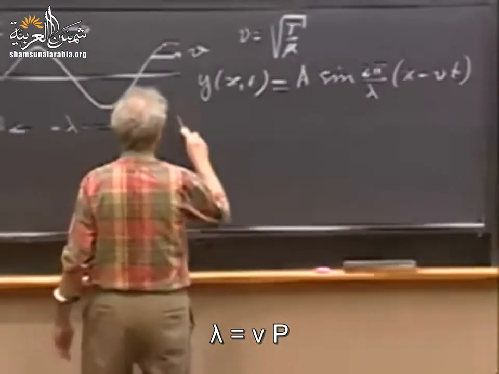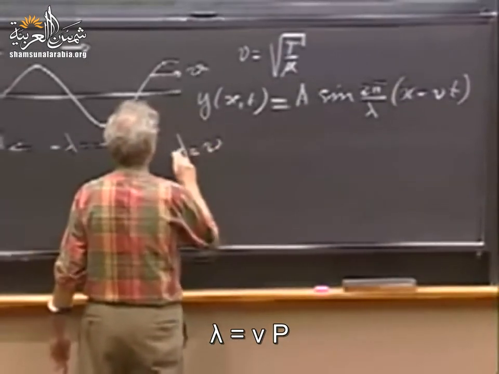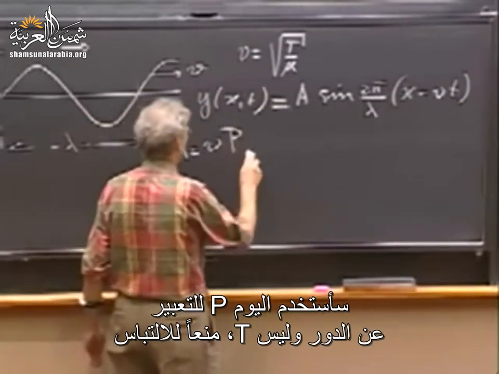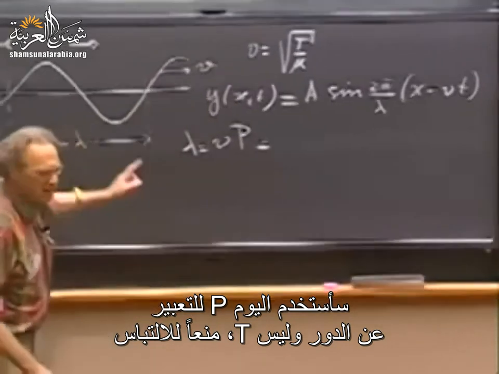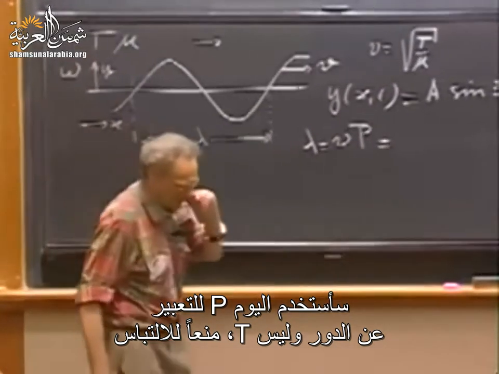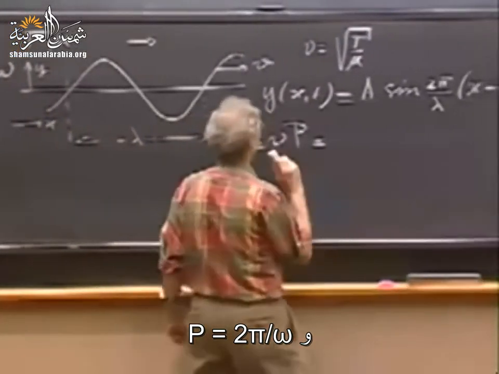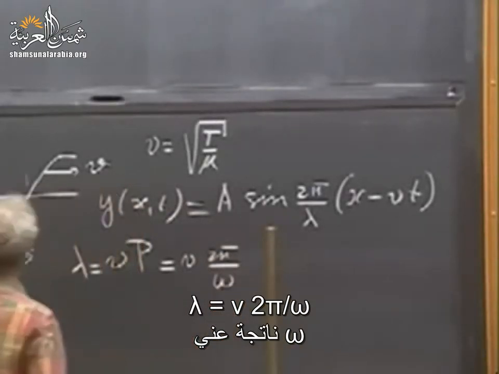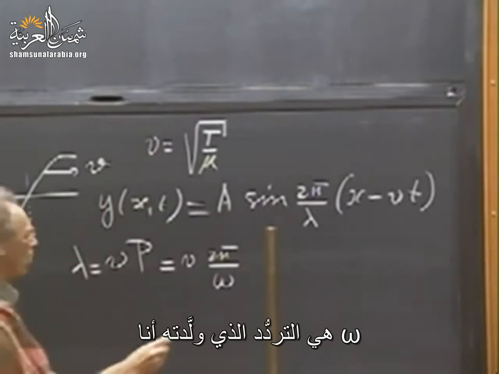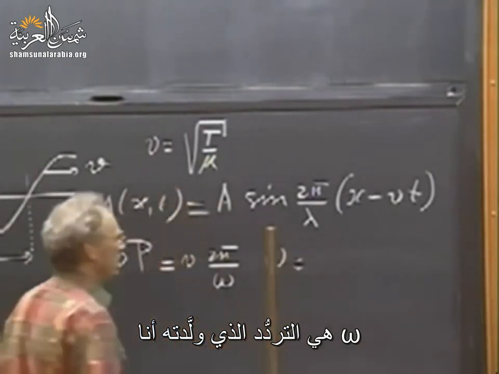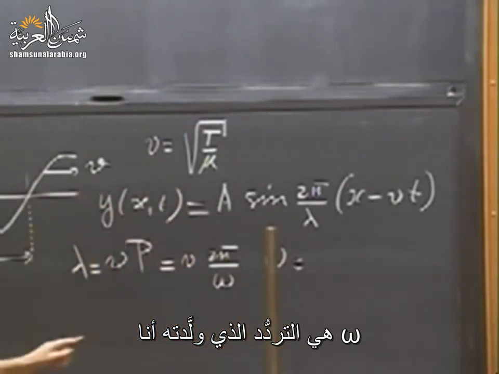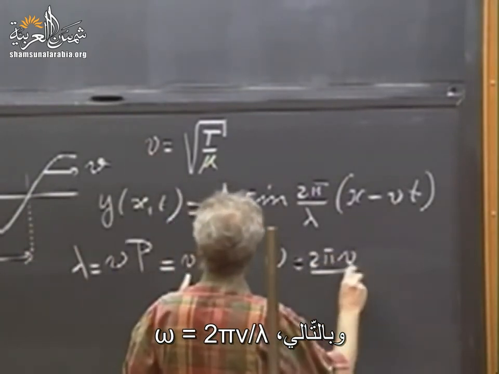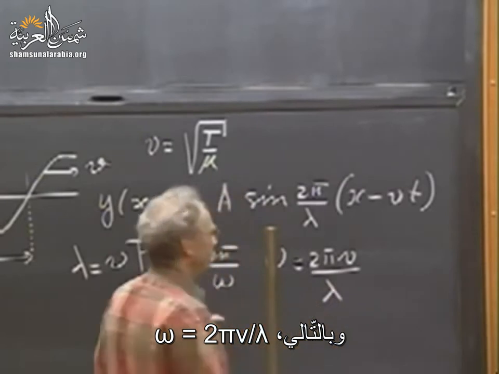Now lambda is v, which is this v, times the period of one oscillation, for which I will write a P today, not a T, because I don't want to confuse you. And that P is obviously 2 pi divided by omega. This is my omega, with which I am shaking. And so omega, which is then my frequency, is 2 pi times v divided by lambda.